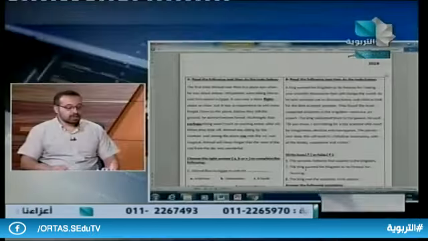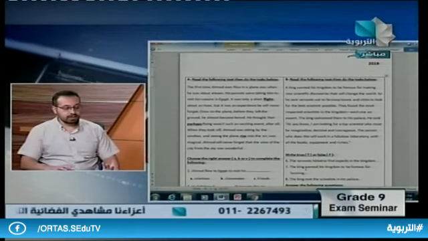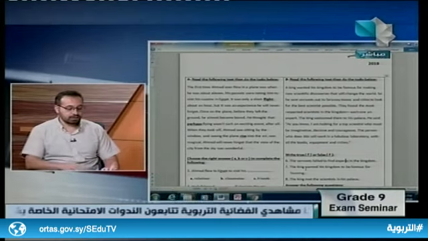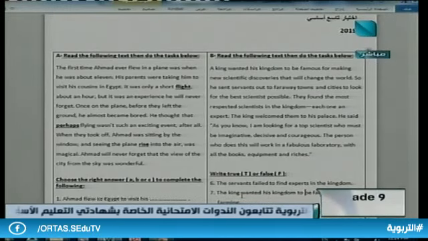The students obviously have to read the three sentences, numbers 6, 7, and 8, and link them to the text and check if these sentences are true or maybe they are not. Good. Let's see the second task.